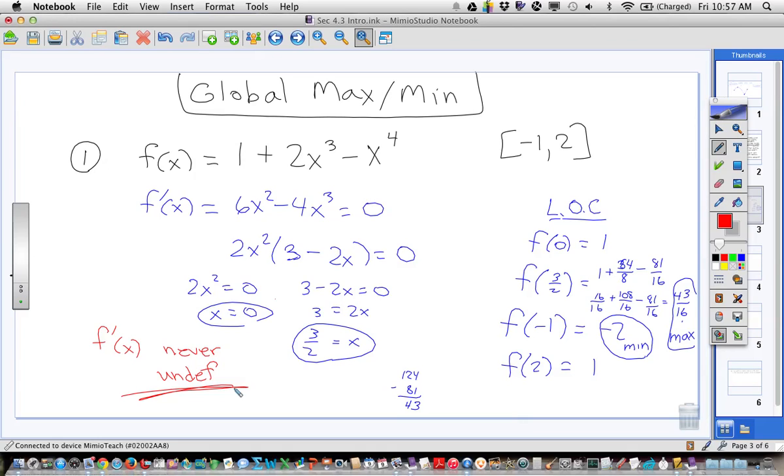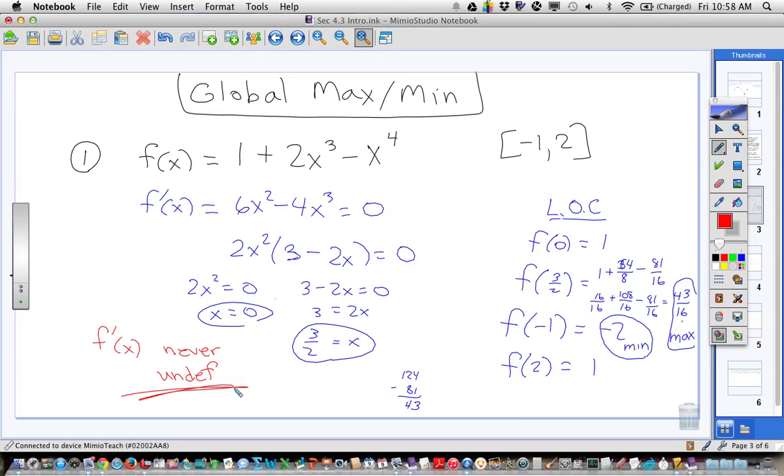I'm going to talk about the 3 places we have to check: endpoints, where the derivative is undefined, and where the derivative is 0. Now you could say there are 2 places you have to check, endpoints and critical points. That would encompass all of them. But critical points is made up of 2 parts: where the derivative is 0 and where the derivative is undefined.